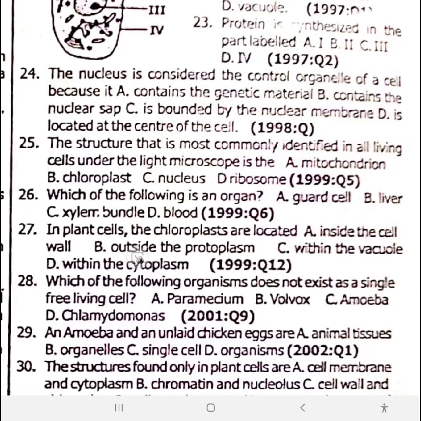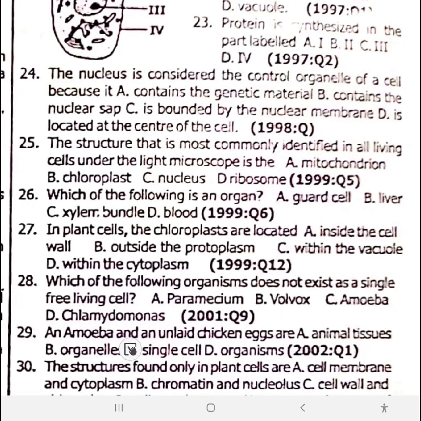I want us to write down. The cell contains membrane plus protoplasm. Next, the protoplasm contains nucleus plus cytoplasm, while the cytoplasm contains cytogel and cytosol. Cytogel is CYTOGEL plus cytosol is CYTOSOL. 28. Which of the following organisms does not exist as a single free living cell? Volvox. 28 is option B.